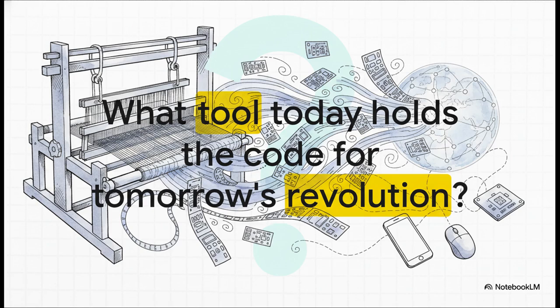So, the journey from a loom that weaves silk to the smartphone in your pocket, it really all started with a super simple idea, using holes in paper to store instructions. It really makes you wonder, doesn't it? What simple tool that we use every day, something we barely even think about, might hold the key, the fundamental code for tomorrow's next big revolution?